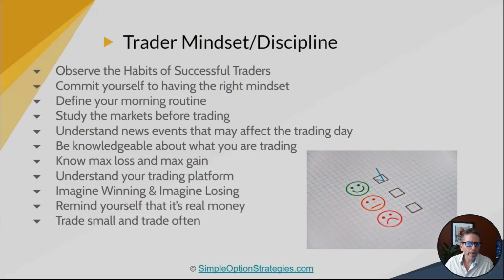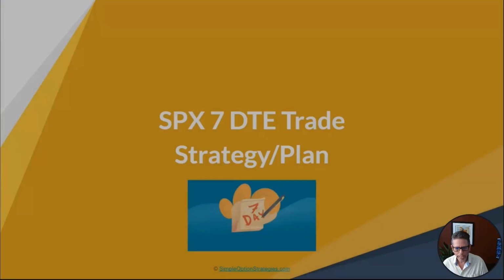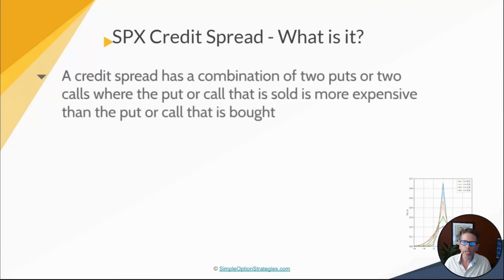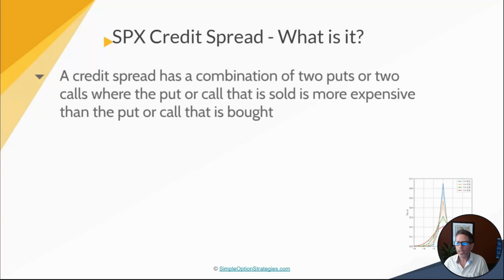All right, now we're going to get into the trade plan. Let's talk about the 7DTE trade plan. And first, for those of you who don't really know what a credit spread is, I want to go through that real quick so that you understand. A credit spread has a combination of 2 puts or 2 calls, where the put or call that's sold is more expensive than the put or call that's bought. It is a credit spread, so you receive a credit when you put on that trade.